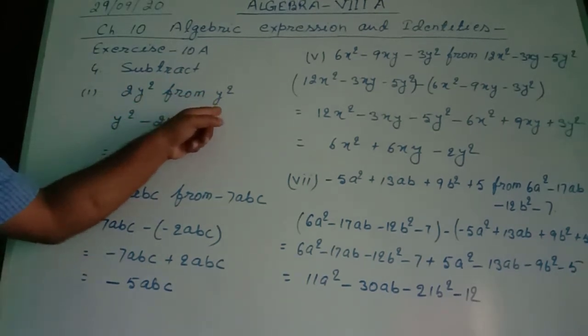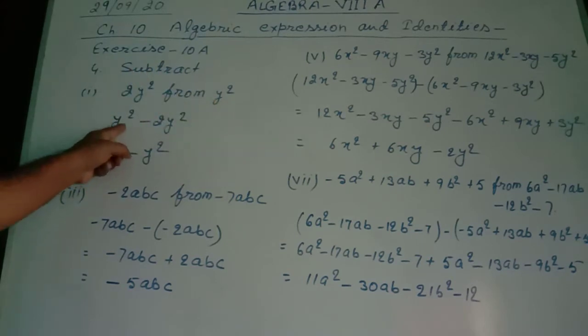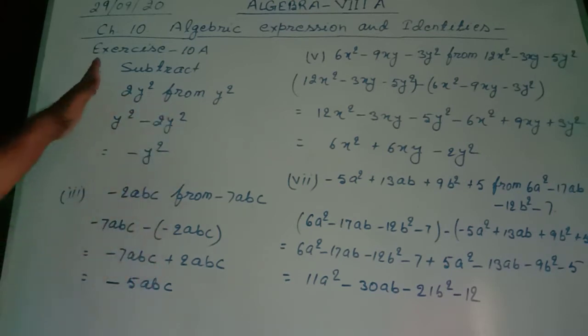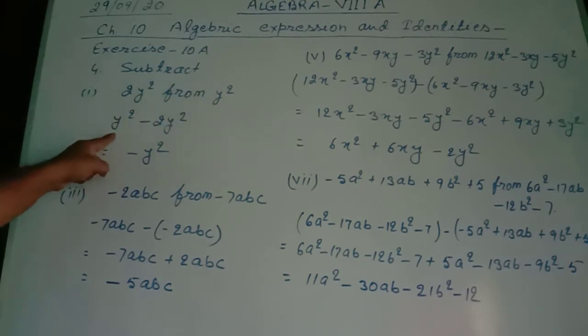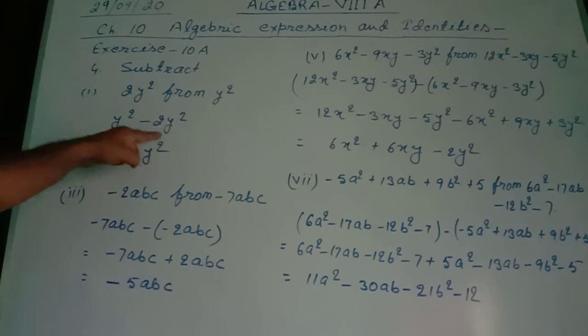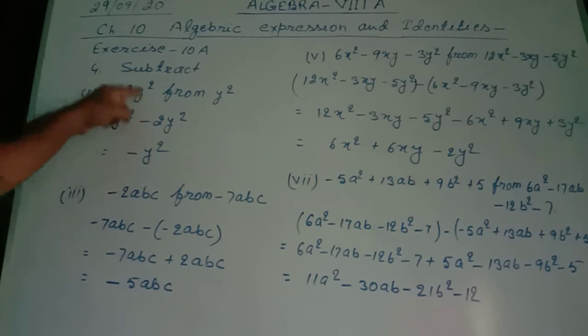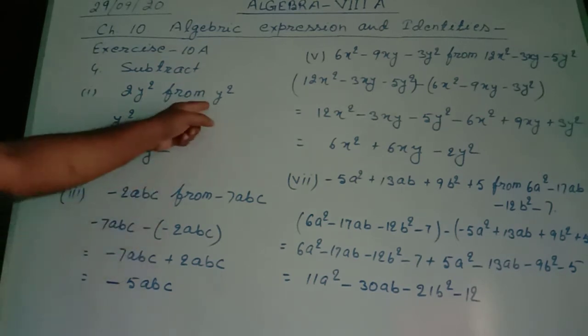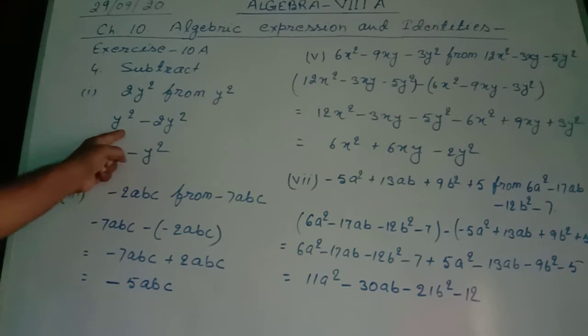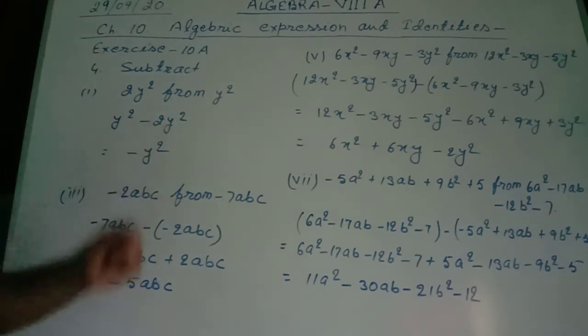From y square. So we write at first y square, then minus, then the first term that is written in the question, that is 2y square. Here we keep in mind what is written after from, that will write at first, and what is written before from, that will write at last, and between these two we will give the minus because we are asked to subtract. I repeat, what is written after from we write at first, and what is written before from we write at last, and between these two we give the sign of minus because we are asked to subtract. So y square minus 2y square.